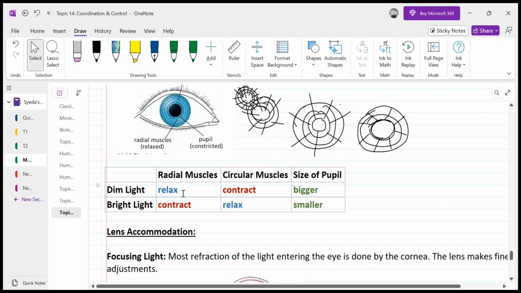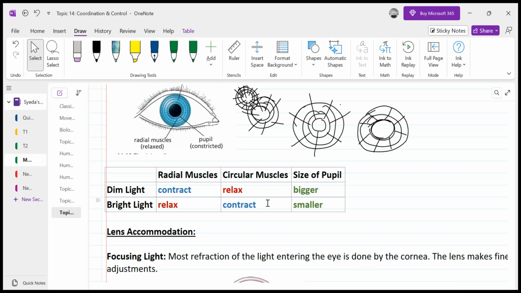No, I have made a mistake here. What I have done here is, it's not. In dim light, radial muscles contract and circular muscles relax, right? And here in bright light, circular muscles contract and radial muscles relax. Okay? So now it's correct. Contract, relax, it's bigger size. Bright light, relax, contract, it's smaller size. Okay? So this is with the pupil reflex.